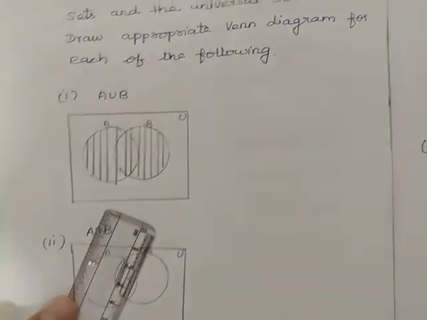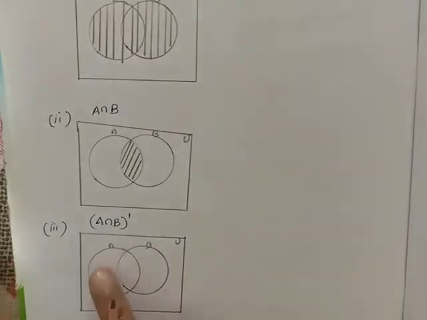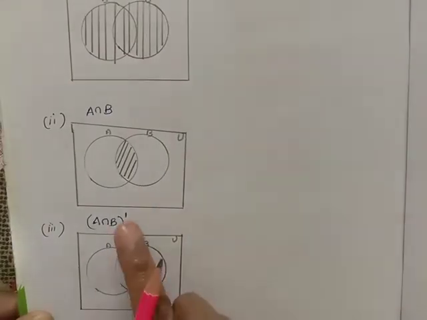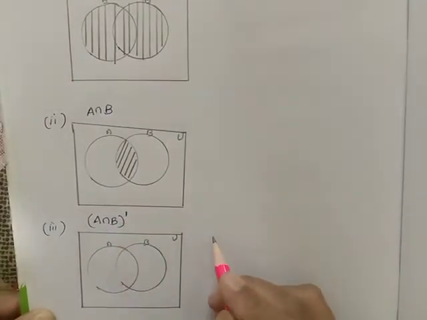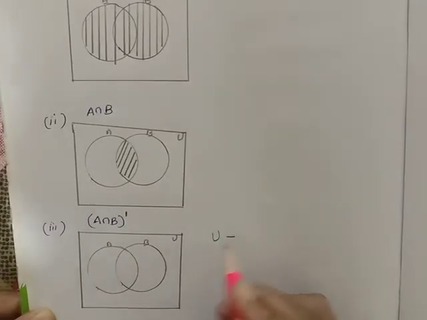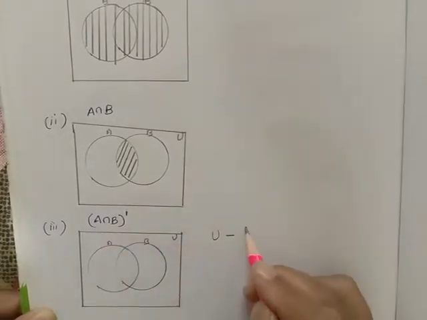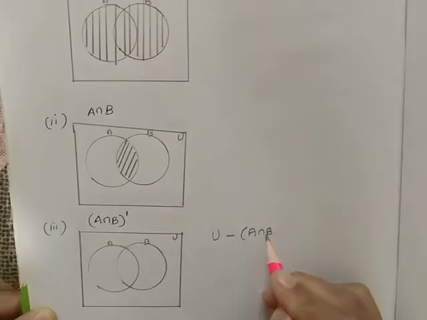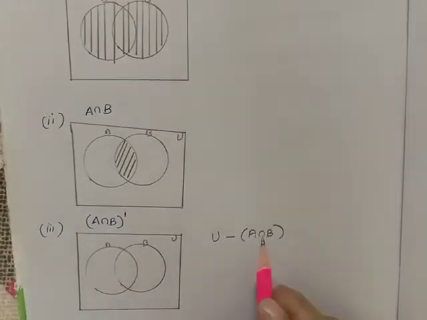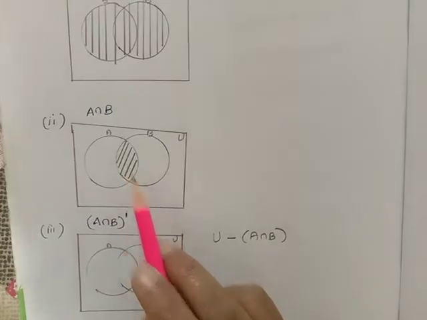Next question is (A intersection B) dash. So what is meant by dash? Dash means universal minus what is under it, that is A intersection B. First, in this diagram, we have to find the value of A intersection B. Here we have the value of A intersection B.